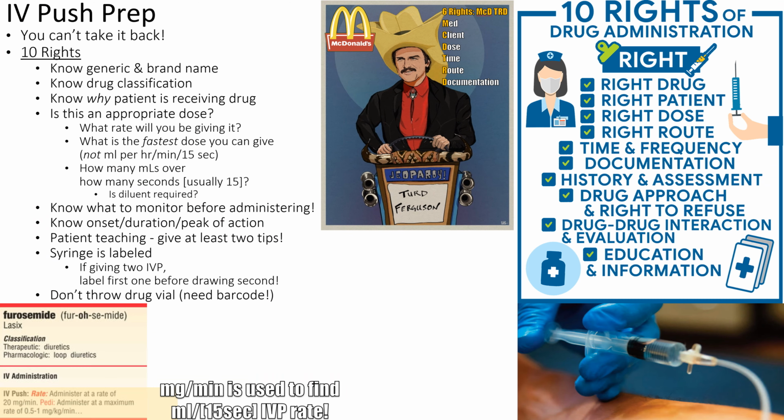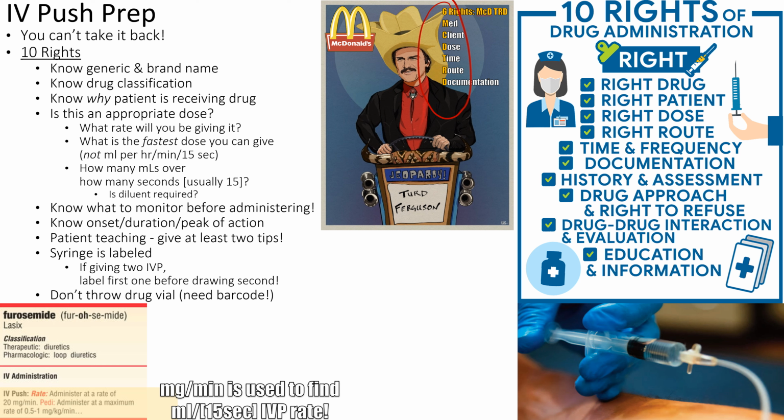All right, so IV push prep. So before you get an IV push med, you have to know the 10 rights, right? When I was in school, it was the 6 rights. So there's like 30 rights now, but this is a good one, a MICTE turd. All right, so it's to know you got the right medication, the right client, the right dose, the right time, route, documentation. That's a good framework to start as far as the rights of giving the IV push medication.